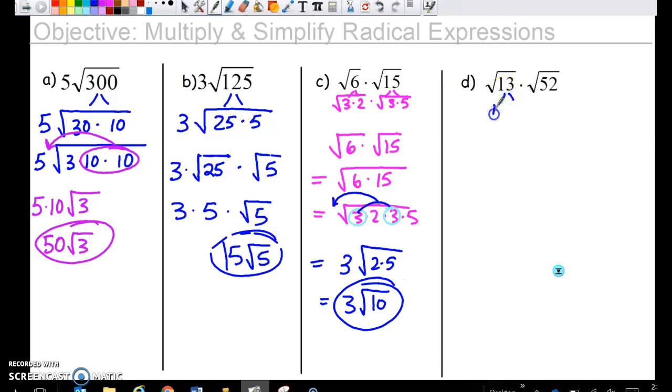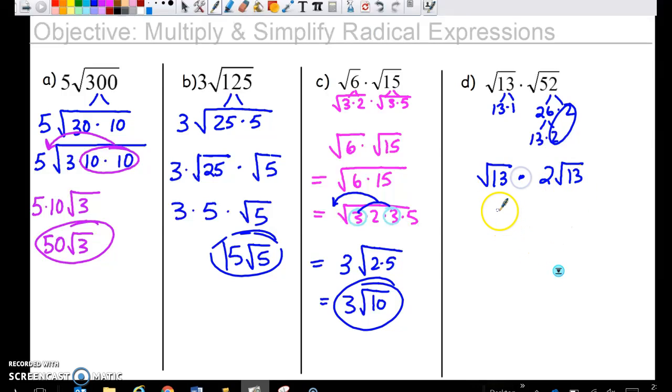Again, we have a prime number, 13 times 1. Nothing's going to happen there. The square root of 52, well, it's going to be 26 times 2. And this is going to be 13 times 2. So we can simplify that by taking a group of 2's out. Square root of 13 times 2 times the square root of 13. Now look, I have the square root of 13 times 2 square roots of 13.